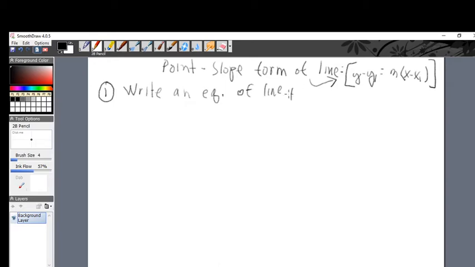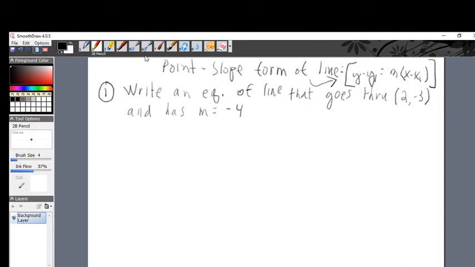that goes through the point 2 comma negative 3, and it has slope m equals negative 4.